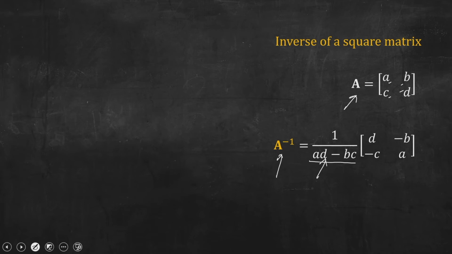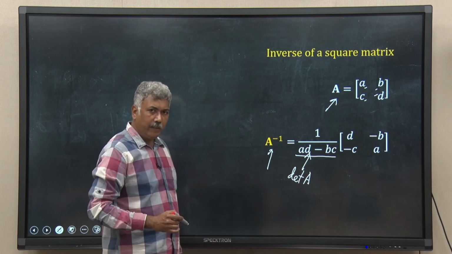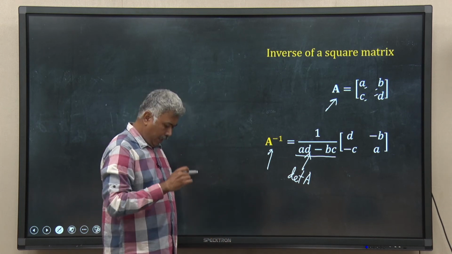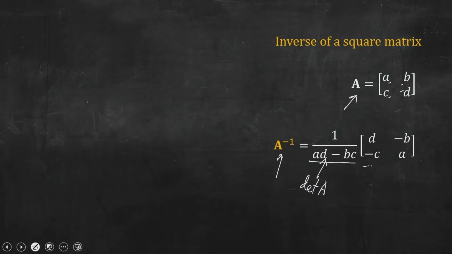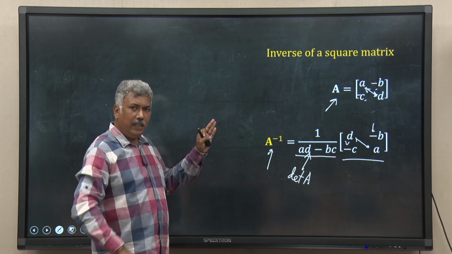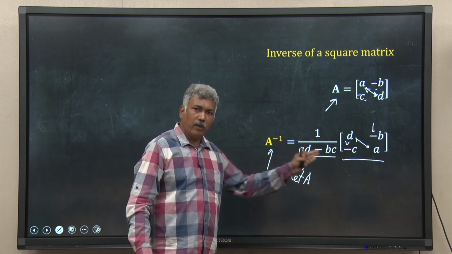What is AD minus BC? You can easily recognize this. Just a few slides back we have discussed, this is nothing but the determinant of that matrix. So, I have got 1 by the determinant of that matrix as the first term, into a matrix here. What is this matrix? I have just swapped the places of some terms. A and D have exchanged their places, and we got a minus sign in front of B and C. One can show that the inverse of a square matrix will have this formulation.